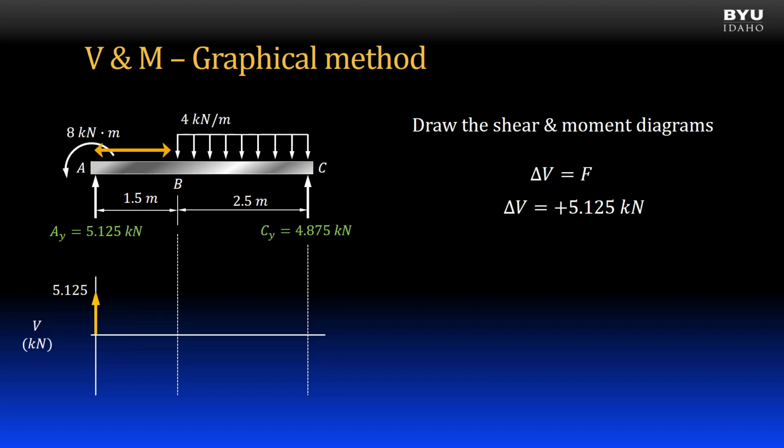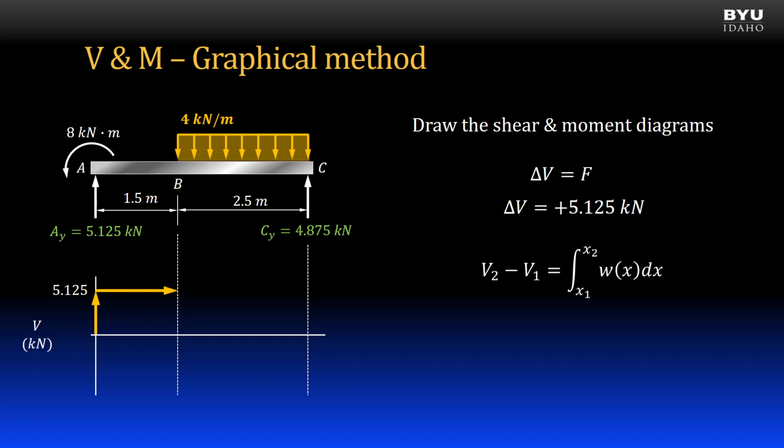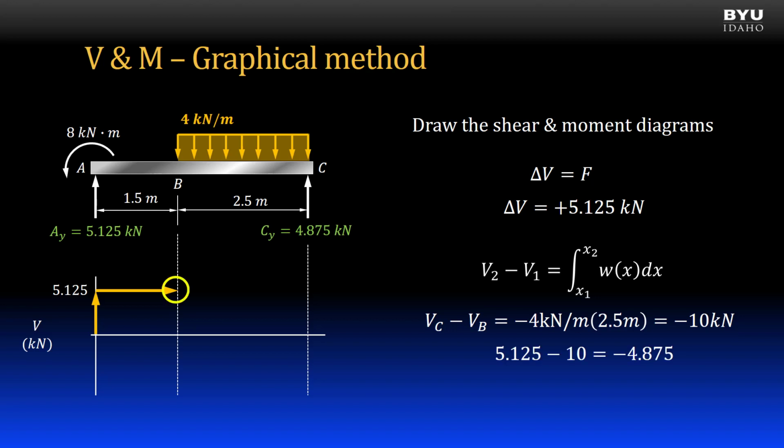Between points A and B, there are no applied loads, so our shear diagram remains constant over this section. From points B to C, we have a uniformly distributed load applied acting downward. One rule states that the change in shear between 2 points is equal to the integral of the distributed load between those points. So the change in the shear diagram between points B and C is equal to the area under the distributed load, which is a rectangular area. It is negative 4 kilonewtons per meter, because it is acting downward, times 2.5 meters. So we see a change of negative 10 kilonewtons in our shear diagram between the 2 points. Since we are starting at a positive 5.125 kilonewtons at B, we will end up at negative 4.875 kilonewtons at point C, like this.